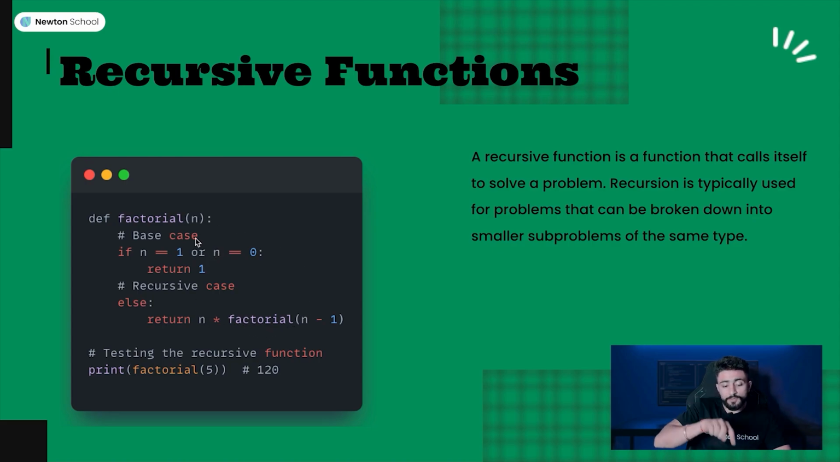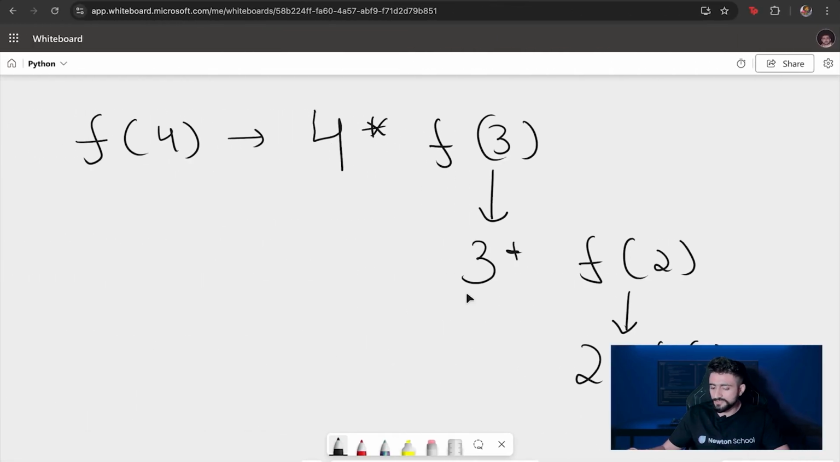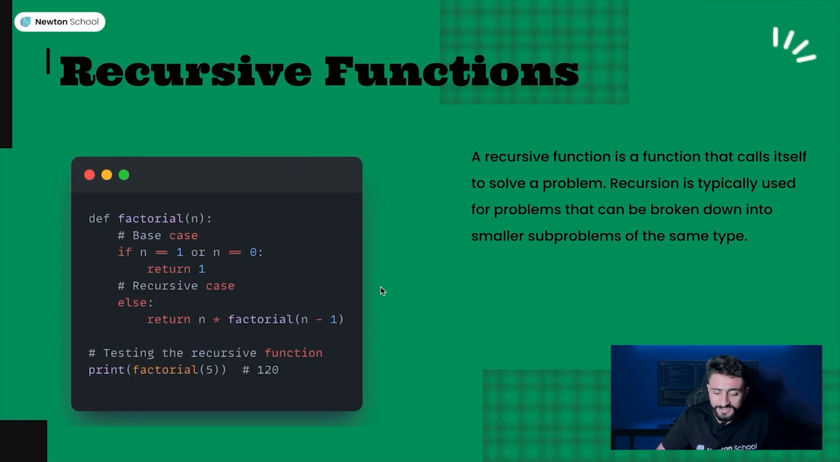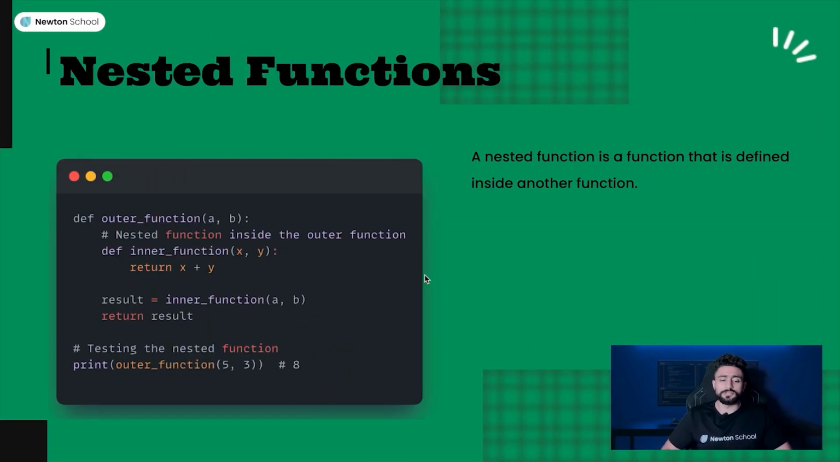And as soon as we got factorial of 1 to be 1, then the factorial of 2 will return, because it was already in the else condition. It will return 2 multiplied by 1, which is 2. Then this will return 3 multiplied by 2, which is 6. And then this will return 6 multiplied by 4, which is 24. So this is how recursion works. So this is nothing but a recursive function.